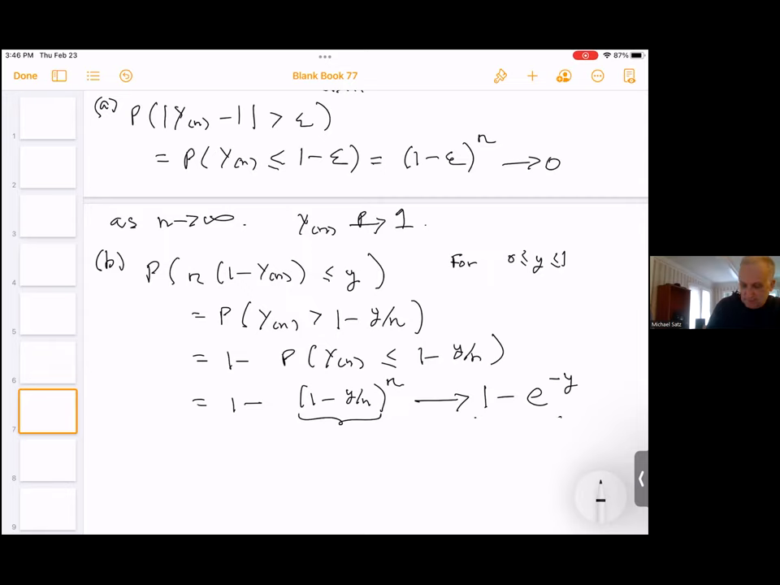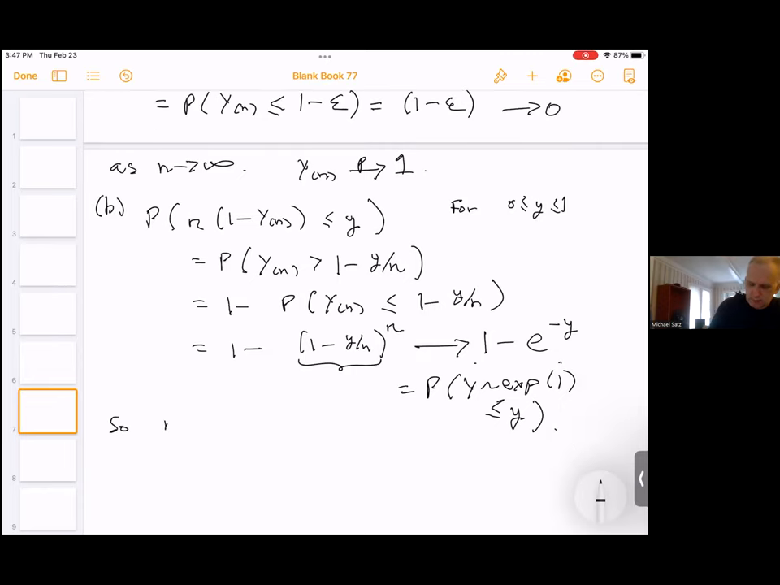So this is this, but what is this? This is just equal to the probability that Y, exponential 1, is less than or equal to little y, as you can verify. So n times 1 minus Yn converges in distribution to Y exponential 1. The CDFs converge. The CDF converges to the other CDF. Any questions?